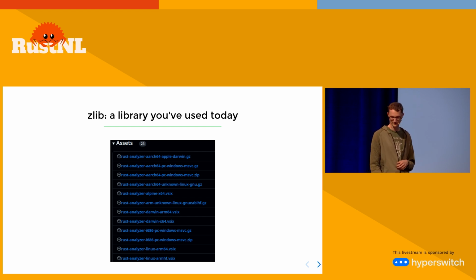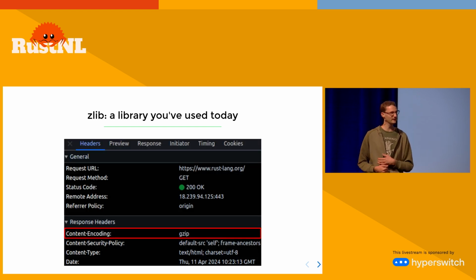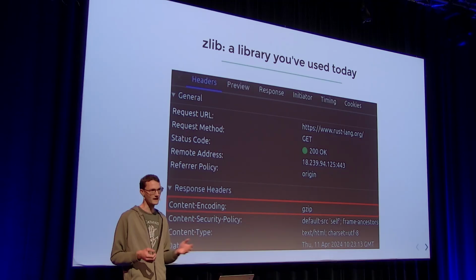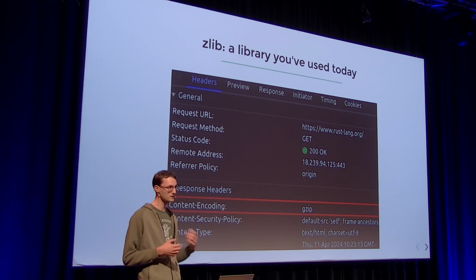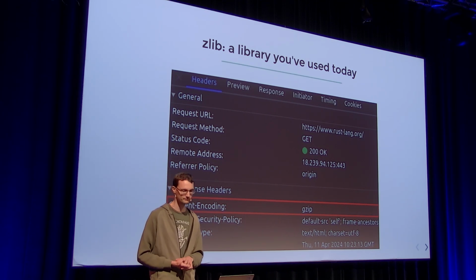Even if you haven't downloaded RustAnalyzer today, you've likely loaded a web page like rustlang.org. And it's very likely that those web pages also use the gzip encoding and therefore indirectly use zlib to encode that page. So when you load a page, you don't get raw HTML bytes, but instead you get a compressed representation, and it gets decompressed on your local device.